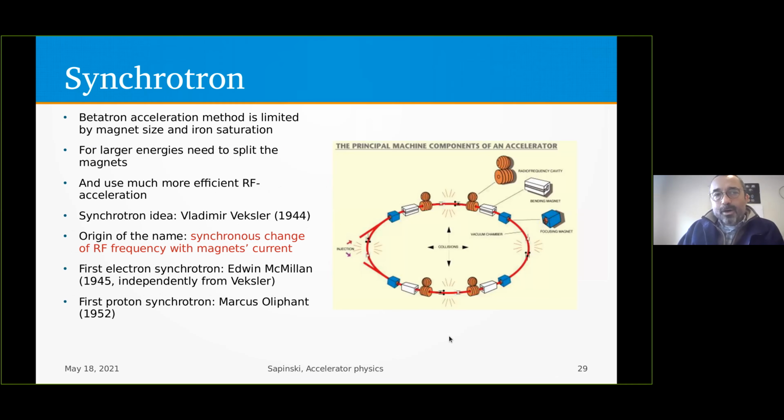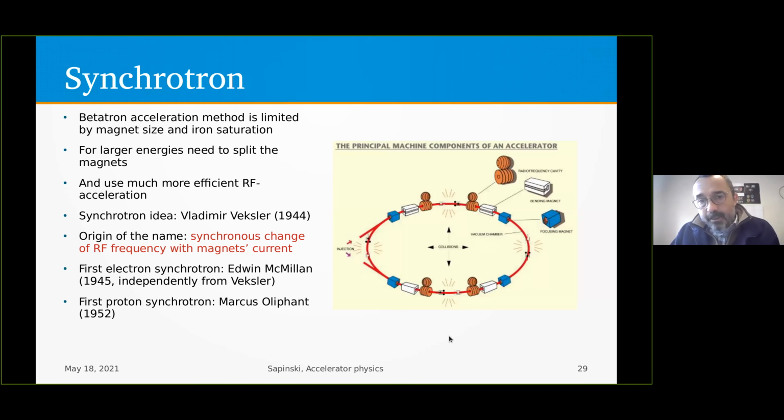Because of course betatrons were limited, the idea is let's split the magnet in the betatron into many magnets, and let's use much more efficient RF acceleration. The first idea was from Russian scientists in 1944. At the time, the communication in the world was not very good, so it was rediscovered by McMillan in 1945, and the first proton synchrotron was built by Marcus Oliphant in 1952.